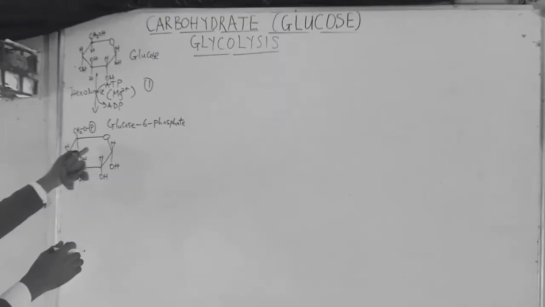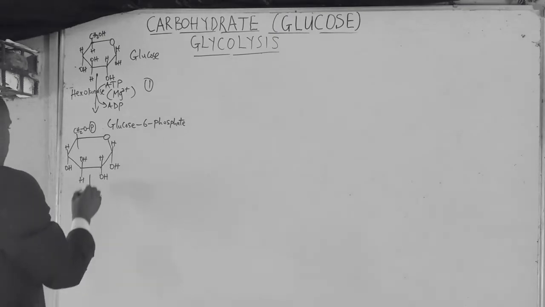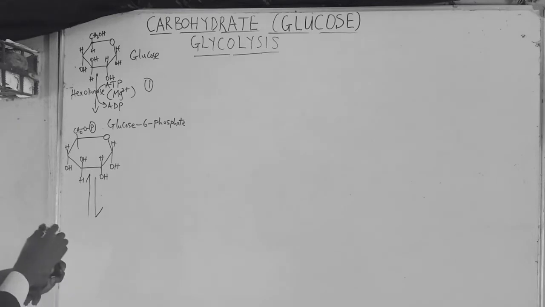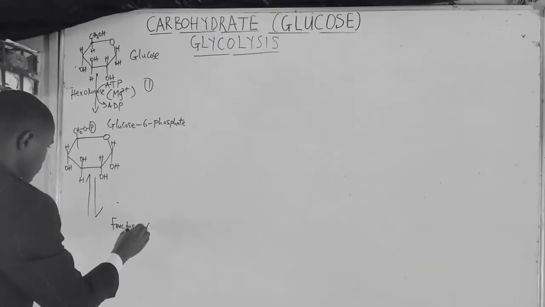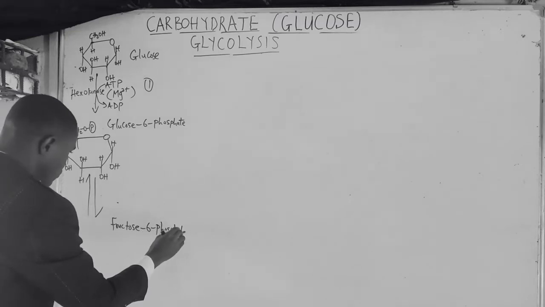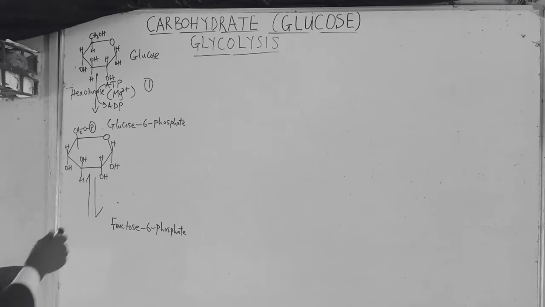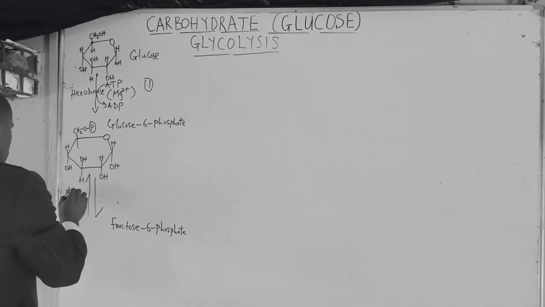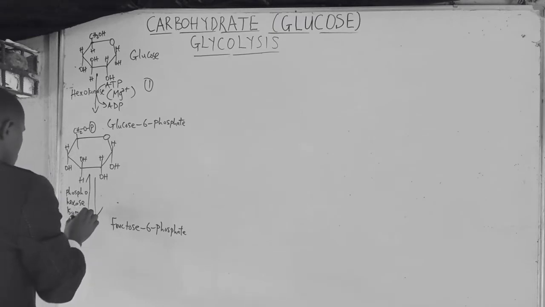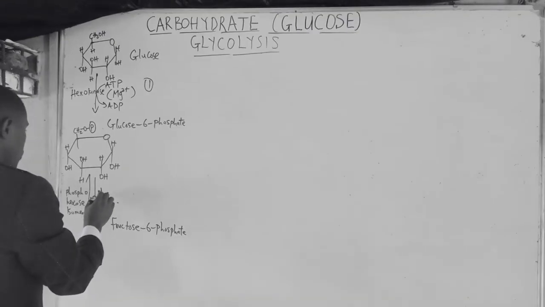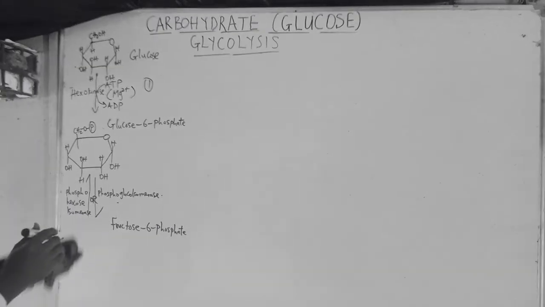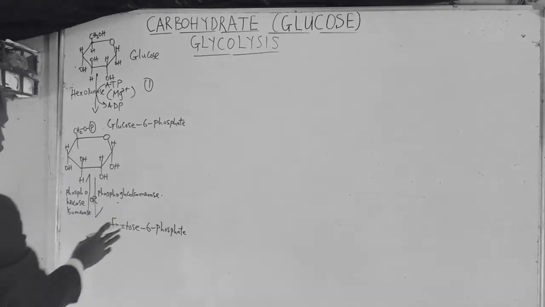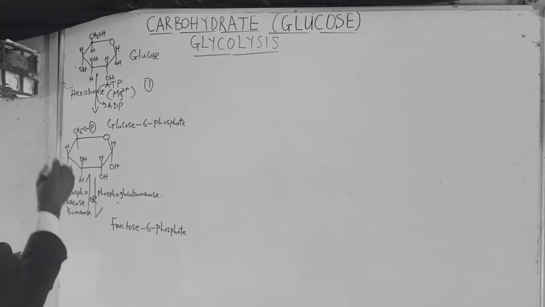Then, from this glucose phosphate, there will be a reaction that will produce fructose phosphate, in the presence of phosphohexose isomerase or phosphoglucoisomerase. So this is the enzyme involved in converting this to fructose phosphate. Then what is the structure of fructose phosphate? Let's sketch it.